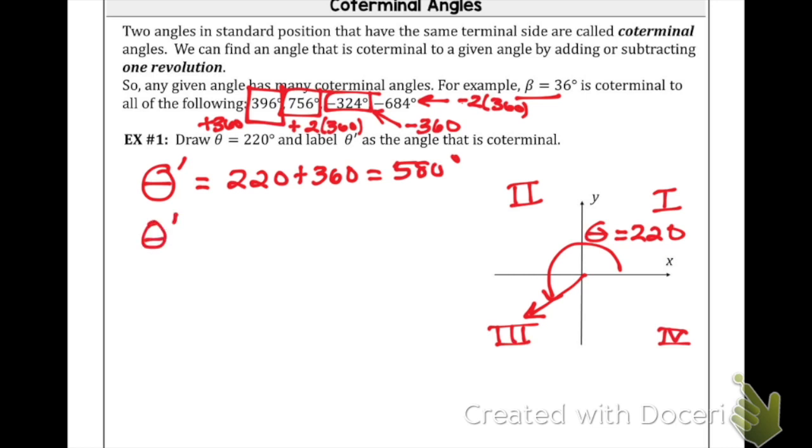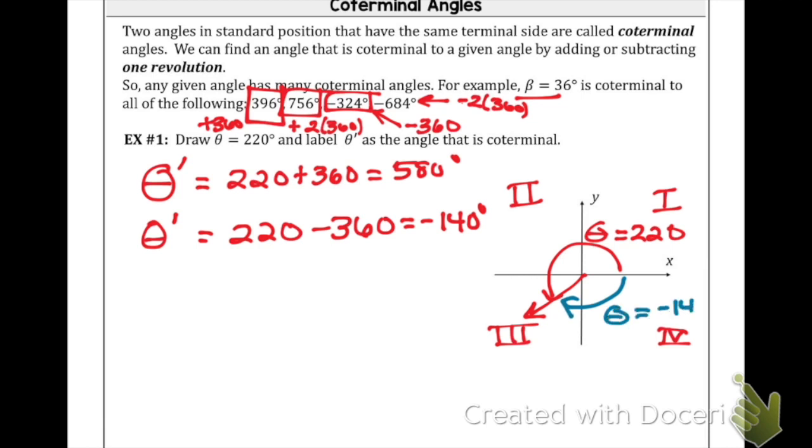Or another option, we could do 220 minus 360 degrees, which would get us negative 140 degrees. And I could get as many as I potentially would want to get, right? So probably the easiest one to sketch here would be the negative version. So negative 140 degrees would be theta prime, could be a coterminal angle, right? Because if I looped this way, my terminal side would land on the same spot as the terminal side of a 220 degree angle.